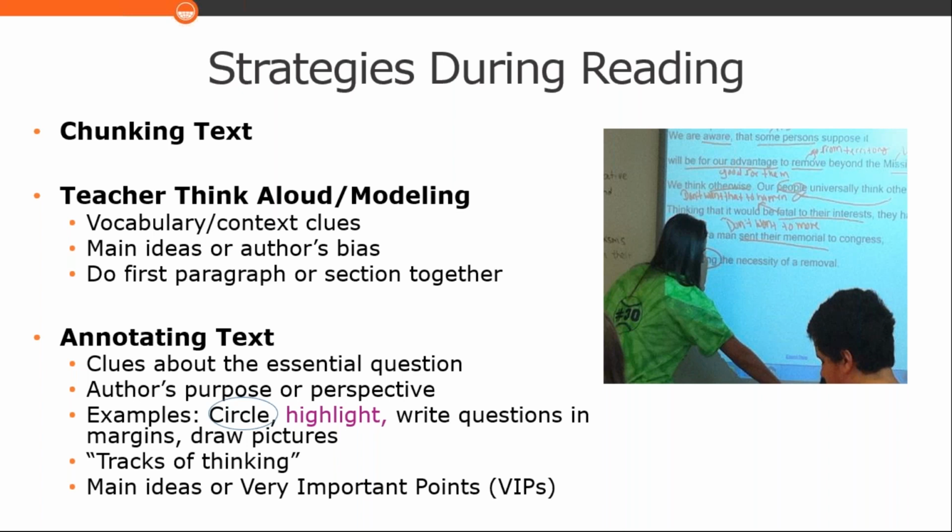Or same thing, they would underline everything. So I would let them choose what I called VIPs. And every time we did a text, I would pick a number. There's no magical right or wrong to this. I would say today's text, for instance, you get 3 VIPs. So you can only highlight or underline 3 of the most important points.